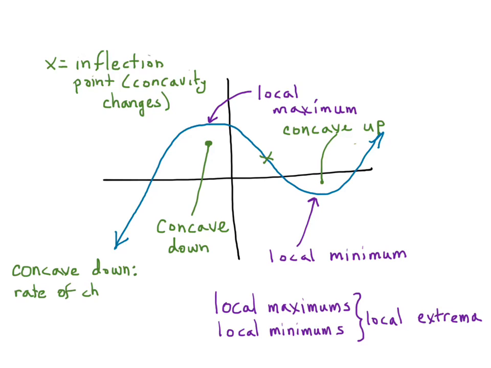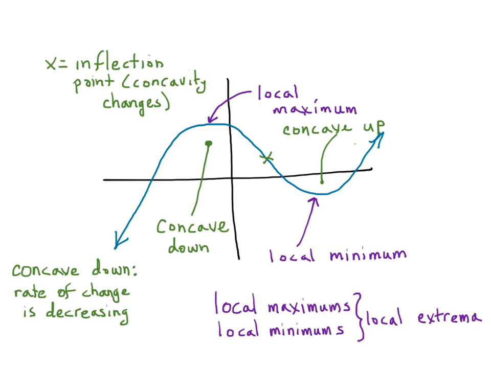Okay, so when you're concave down, think about what's happening here. That means the rate of change is decreasing, right? So if my hand is straight like this, and it's describing, or actually let me draw it on the board, it'll probably be a little bit more clear.